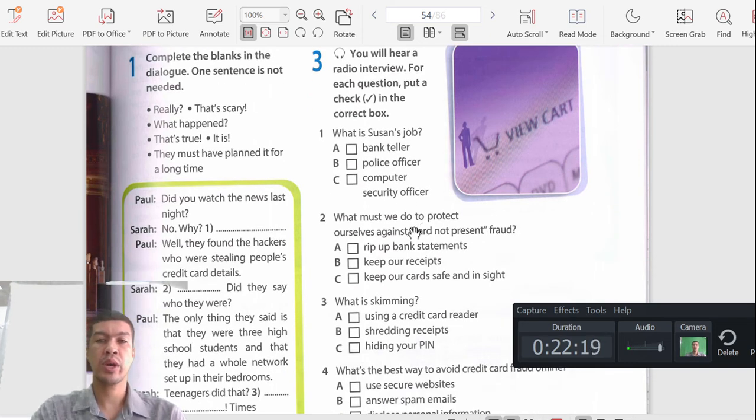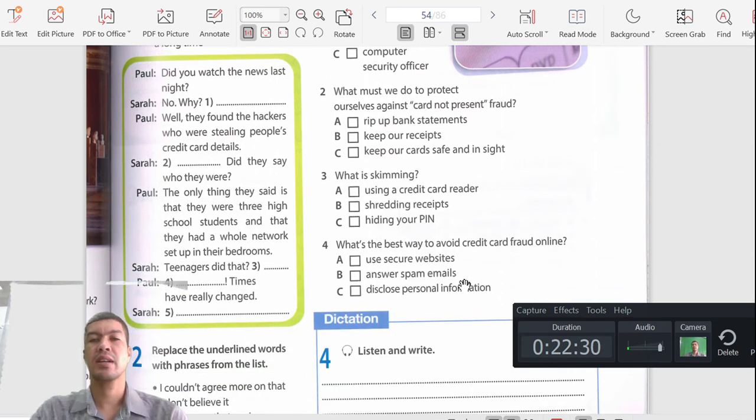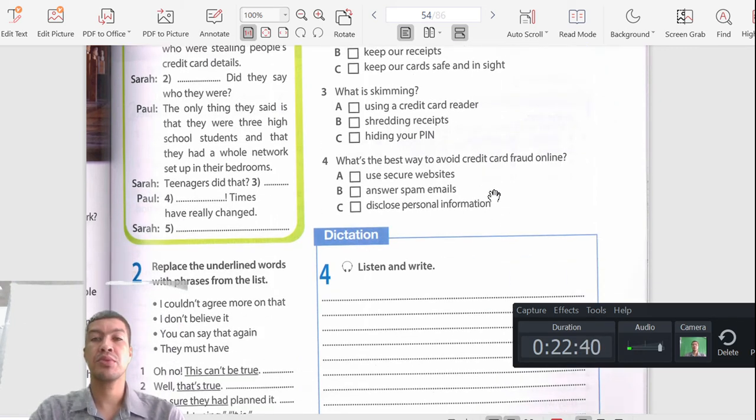Right, number two, what must we do to protect ourselves against card-not-present fraud? And the correct answer is C, keep our cards safe and in sight. Number three, what is skimming? Using a credit card reader, and the correct answer is A. And number four, what's the best way to avoid credit card fraud online? And the correct answer is A, use secure websites.